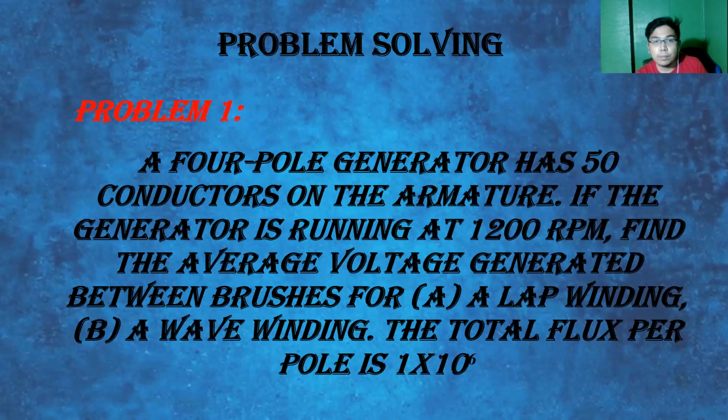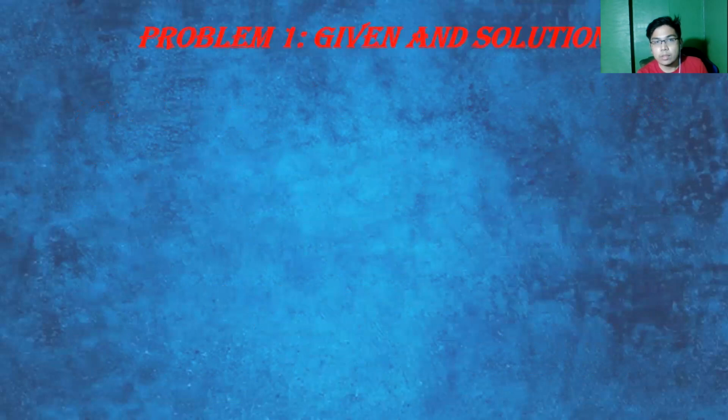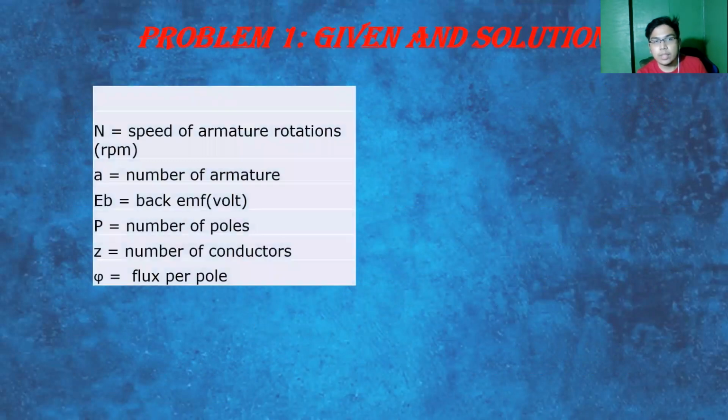Problem number 1. A 4-pole generator has 500 conductors on an armature. If the generator is running at 1,200 RPM, find the average voltage generated between brushes for A, a lap winding, and B, a wave winding. The total flux per pole is 1 times 10 raised to 6. So here's the given.